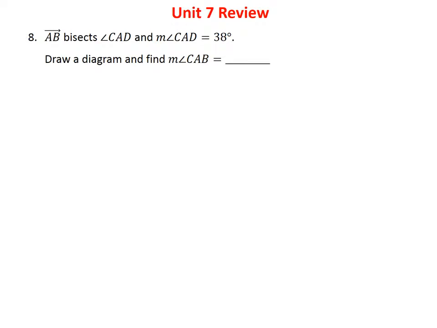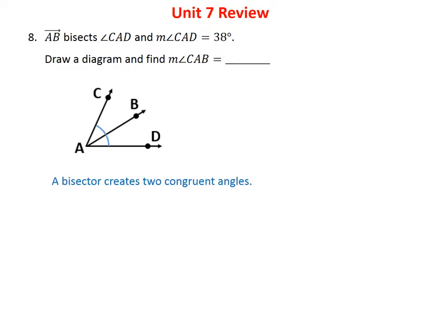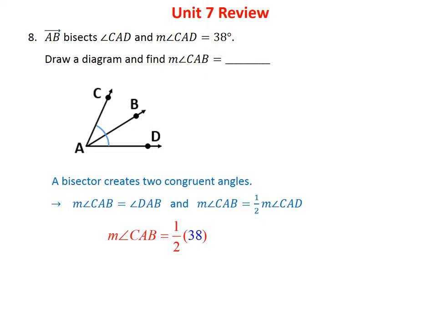Problem 8 is one of those that asks you to draw a diagram, because if you do, the answer is pretty simple. If I draw a diagram of angle CAD and then I have a bisector AB, notice the bisector cuts the angle in half. So it creates 2 congruent angles. In other words, the 2 angles CAB and DAB are equal to each other. Or another way I could say it is that either of these angles, like the measure of CAB, is going to be half of the whole angle. Well, they told us above that the whole angle is 38 degrees. So guess what? The measure of the small angle is going to be half of 38, or simply 19 degrees.